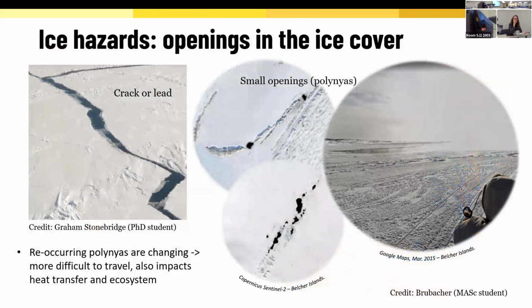And then finally, openings in the ice cover are a hazard. On your right there, you can see these little small openings, which are called polynyas. These are tidal polynyas, generated from the heat in the tides, and they cause these little upwelling regions of heat. And the communities are finding they're not as predictable as they were in the past. So that's another project that we're working on with some local communities.